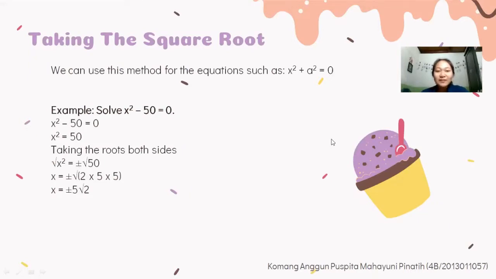Okay, and the last one is taking the square root. We can use this method for equations such as x squared plus a squared equals 0. And the example is solve x squared minus 50 equals 0.